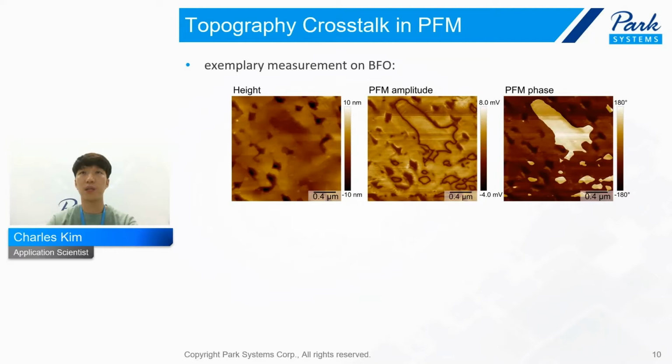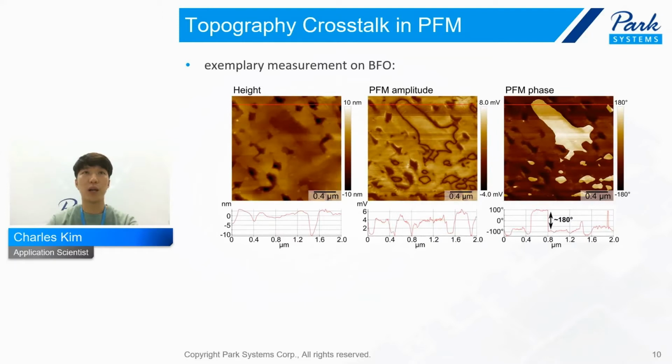And from the PFM phase signal, you can see somewhere is very bright, and somewhere is dark. So we can guess these two areas have opposite polarization, and these two areas have different domains. But the problem is that this kind of signal, the bright and dark areas, matches very well with the height image.